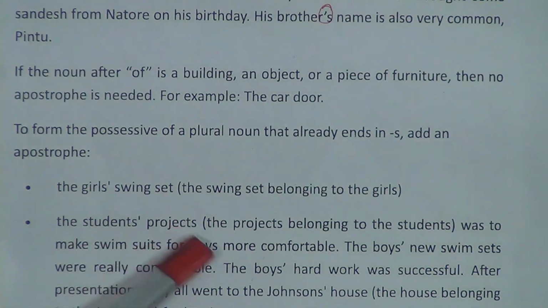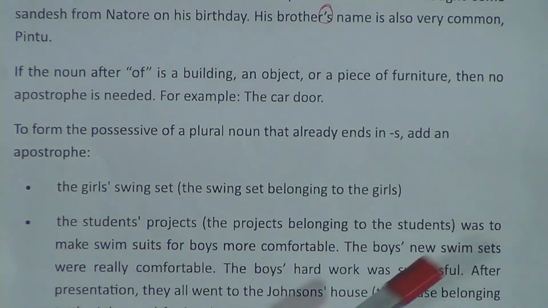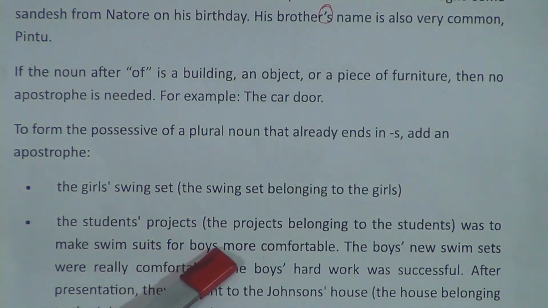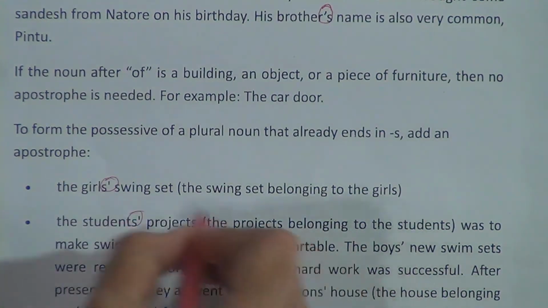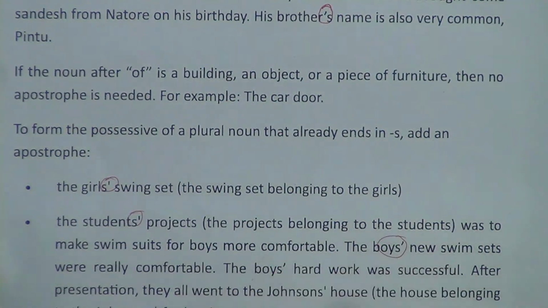The students' projects, that means the projects belonging to the students, was to make swimsuits for boys more comfortable. Now look, these students, girls students, and the boys. The words are plural there. New swim sets were really comfortable. The boys' hard work again was successful. After the presentation, they all went to the Johnsons' house, that means the house belonging to the Johnsons, for lunch. So this is the formation of possessive using apostrophe.